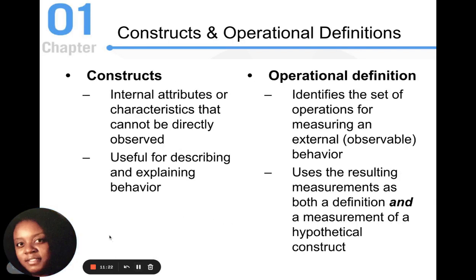When we have those research studies, we can also have constructs and operational definitions that must be taken into account. A construct is going to be an internal attribute or characteristic that we can't directly observe. It's useful for describing and explaining behavior, but it's not something we can directly see. An operational definition is going to identify a set of operations for measuring an observable behavior. And it's going to use those results of measurement to provide a definition and a measurement of a hypothetical construct.